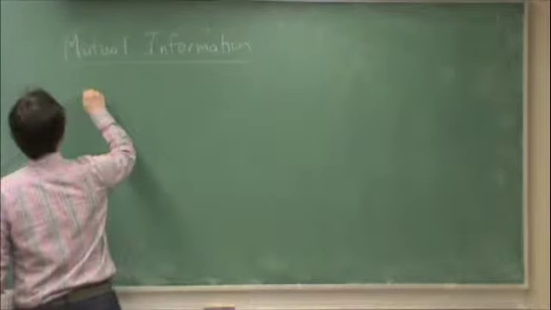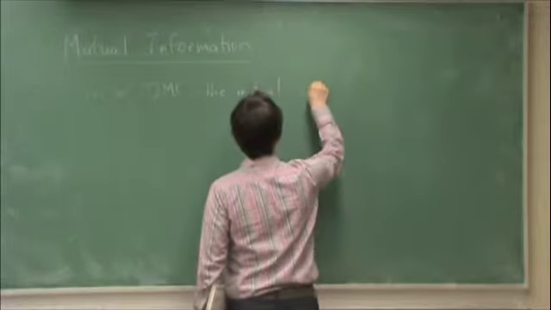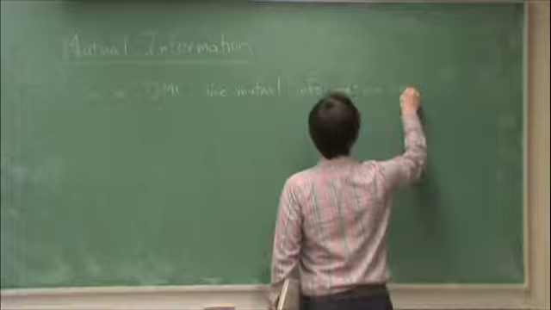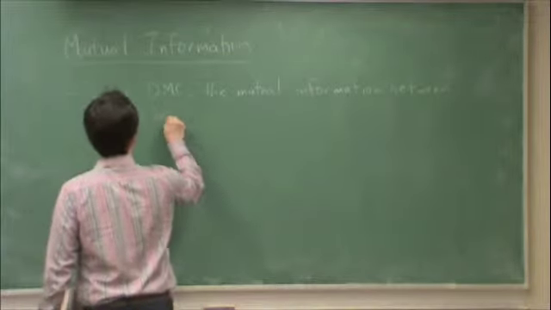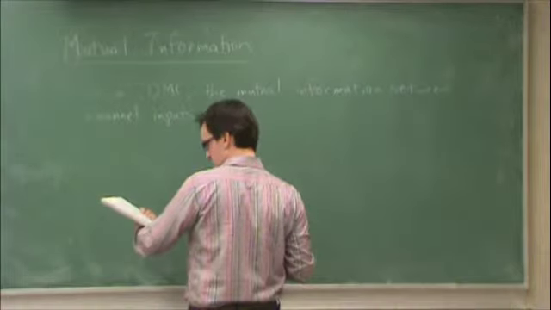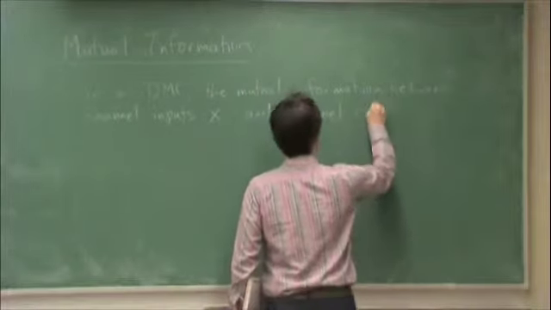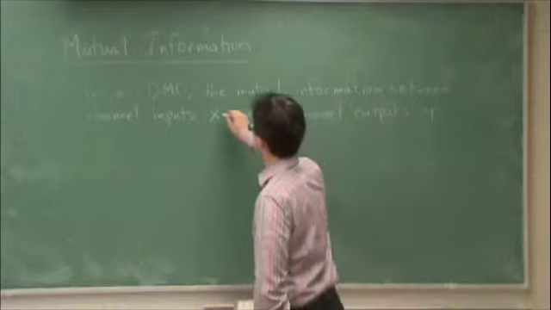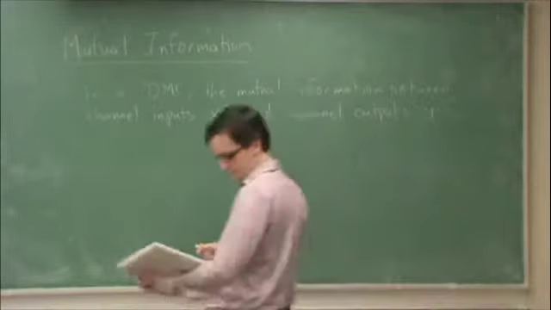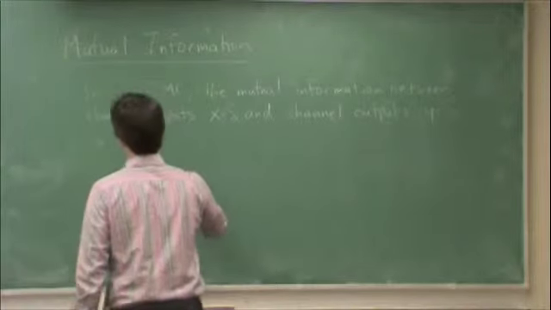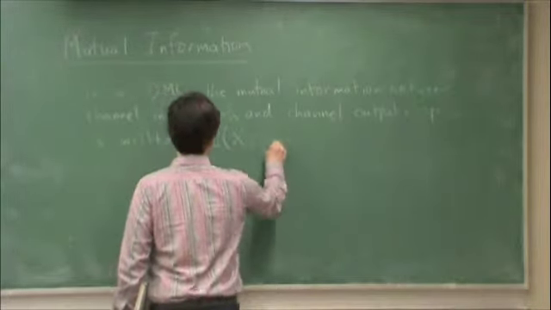So, in a DMC, the mutual information between channel inputs X and channel outputs Y, so channel inputs X in the alphabet SX and channel outputs Y in the alphabet SY, is written capital I X semicolon Y, like so.